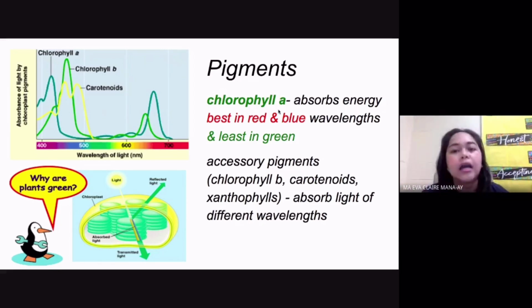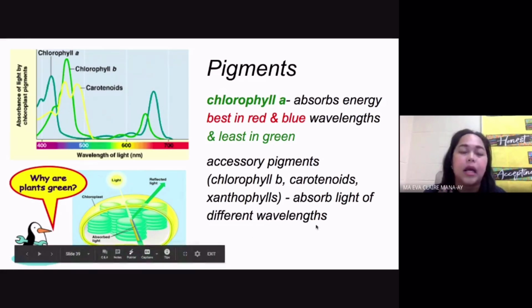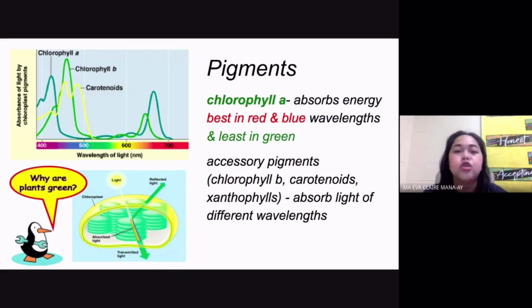Again, I repeat, chlorophyll A absorbs red and blue wavelengths of light. Other pigments like chlorophyll B, carotenoids, and xanthophylls absorb light of different wavelengths. But again, I need you to remember that chlorophyll A and B absorb red and blue light, never green light. So they reflect green light, and that is the color we see. That's why the plants appear green to our eyes.